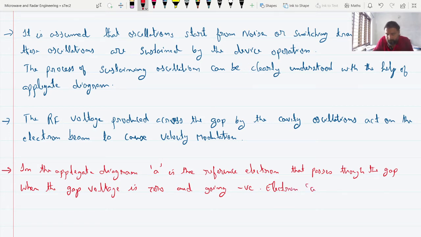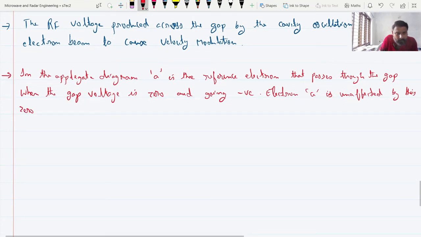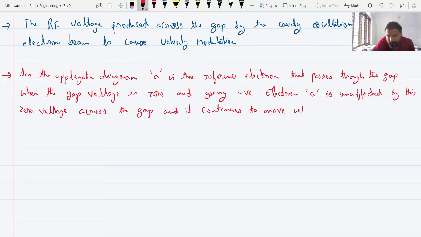So electron A is unaffected by this 0 voltage across the gap, and it continues to move with initial velocity V0 till it enters the repeller space.